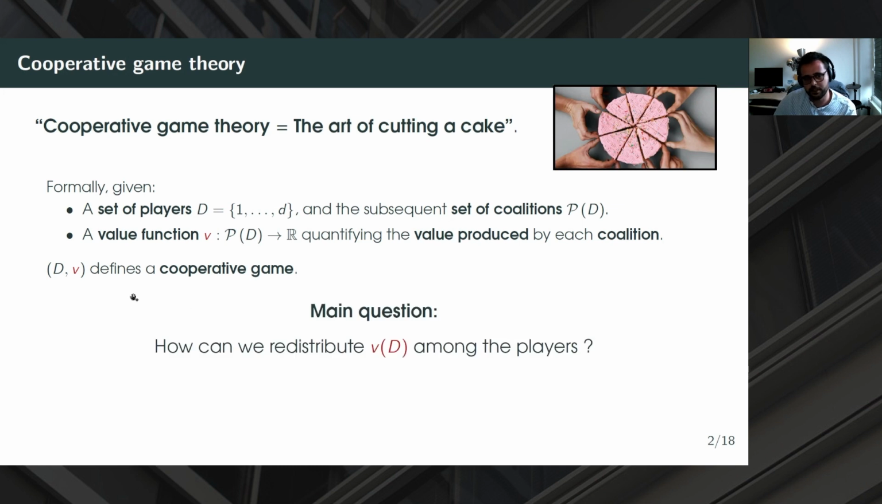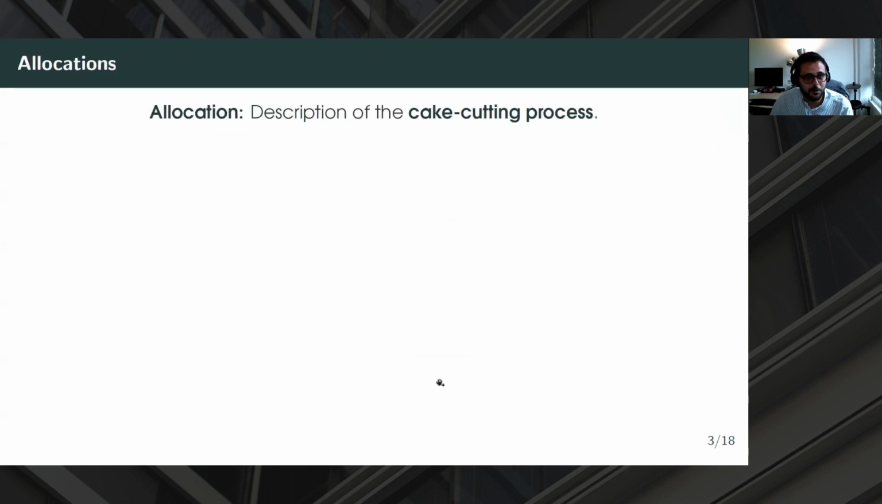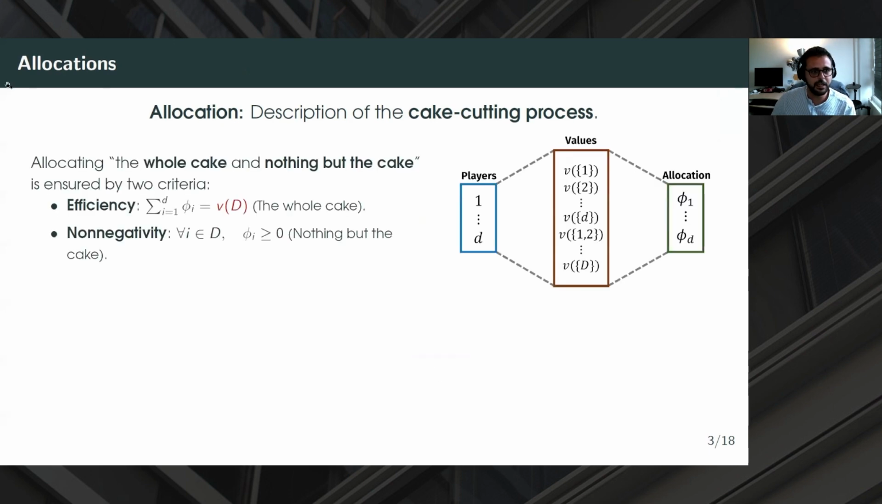And the main question is how can we redistribute v of D, which is going to be the cake, among each of the players in D. And the answer is by using allocations. So what's an allocation? An allocation can be understood as a description of the cake cutting process. So basically we have players, we have different values for every coalition of players, and then we're going to aggregate those values in some way in order to build allocations.